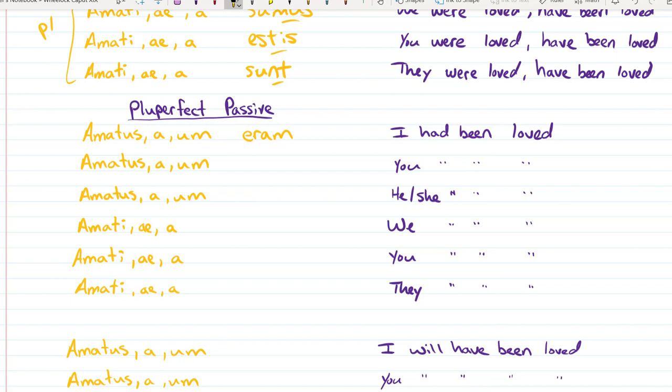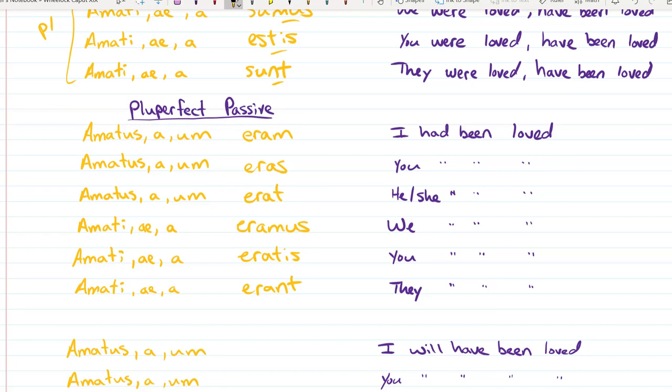So eram, amatus eram, I had been loved. Eras, erat, eramus, eratis, and erant.